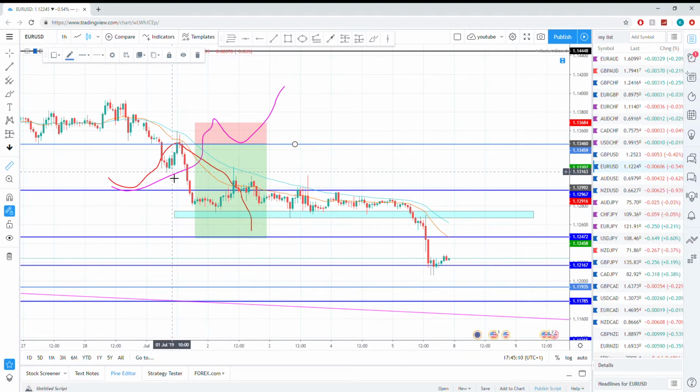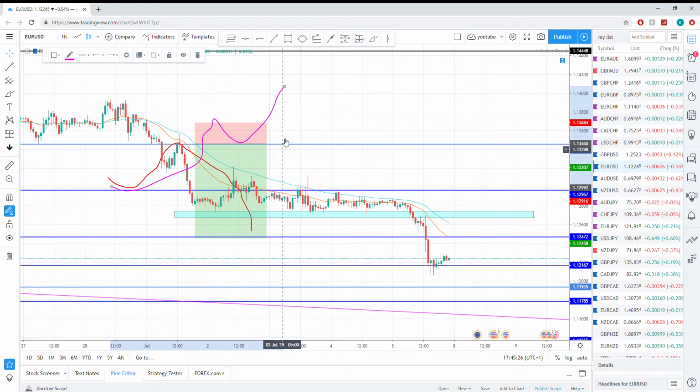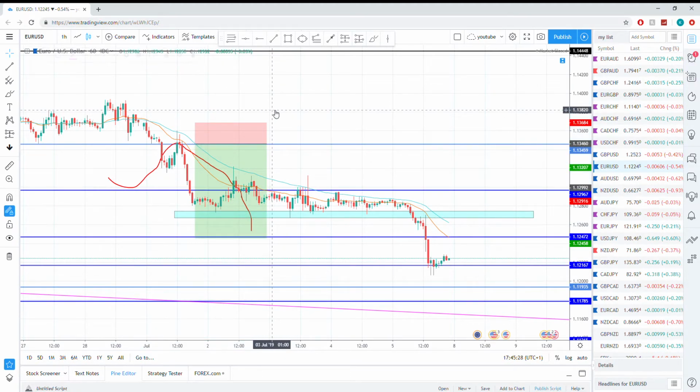What I was looking for was two different options. We could see a break to the upside and a retest and then up, which is in purple, or we got some sort of retest back up again before we got the momentum towards the downside. So the market obviously chose to continue towards the downside.